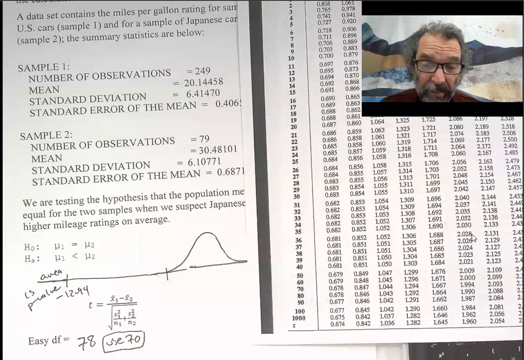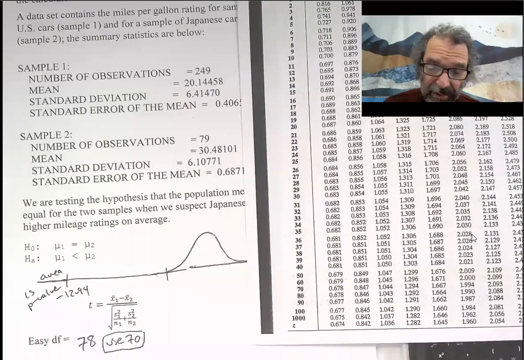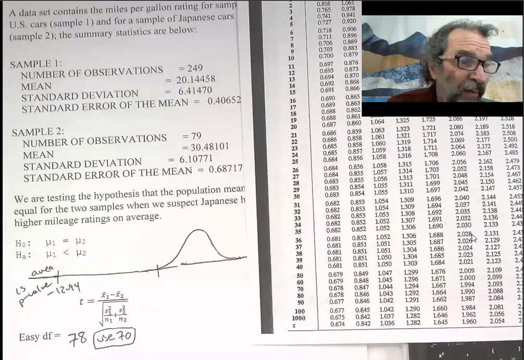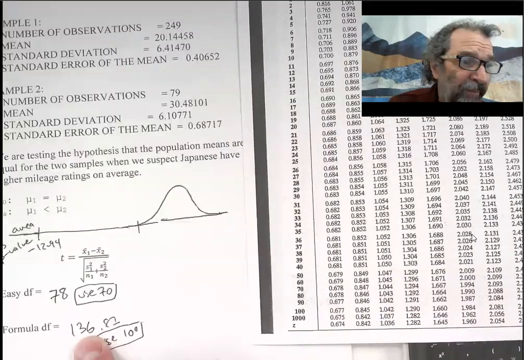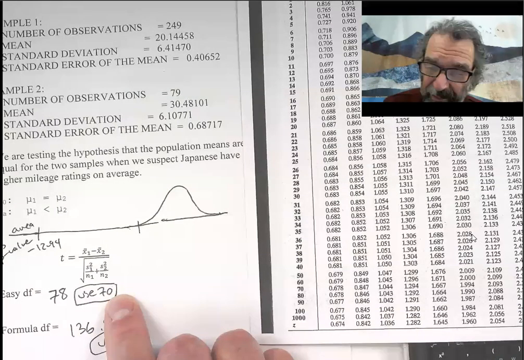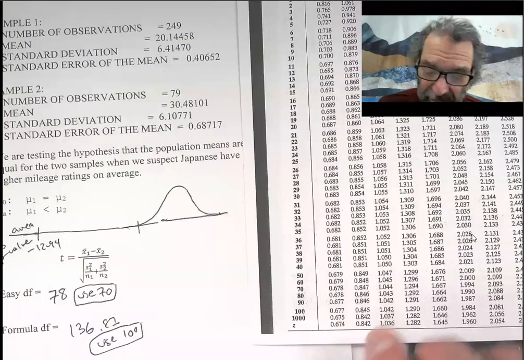Okay, since the number of observations is so high, we could probably be better off using the formula for degrees of freedom if you had access to it. But if you don't, you should be fine using the smaller of n1 minus 1 and n2 minus 1. So now we have our second problem.